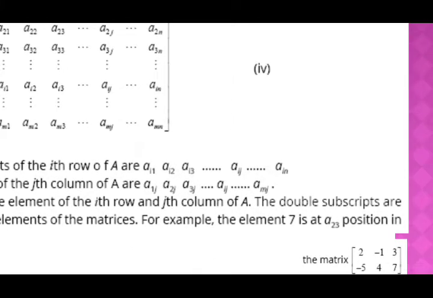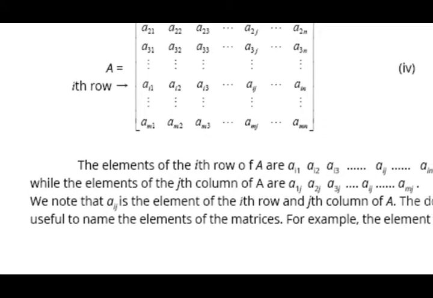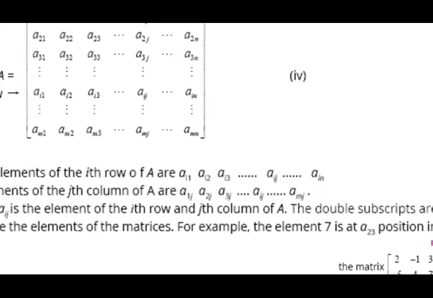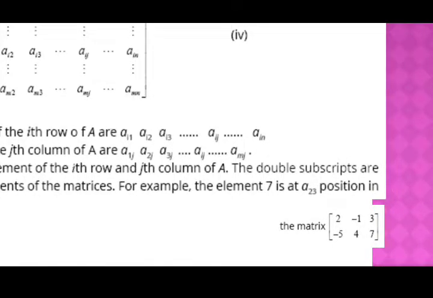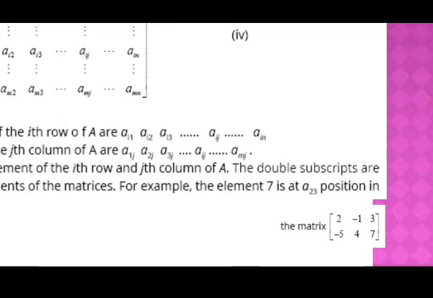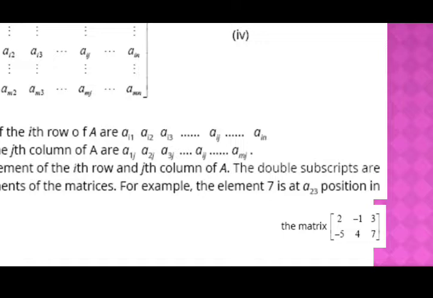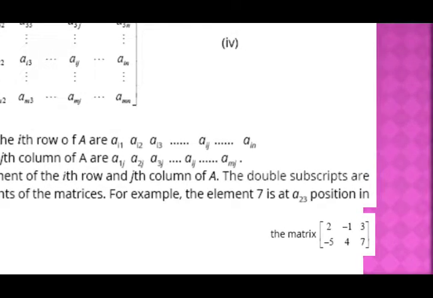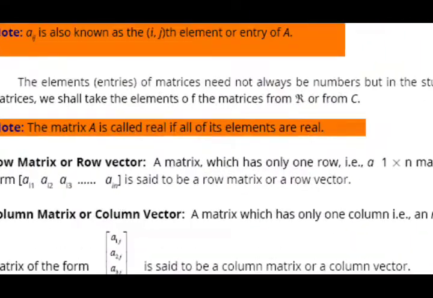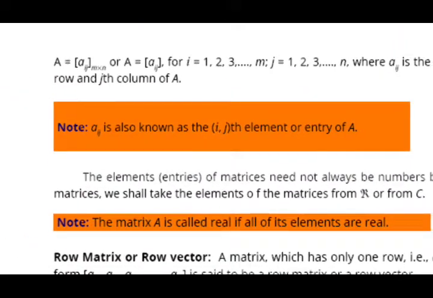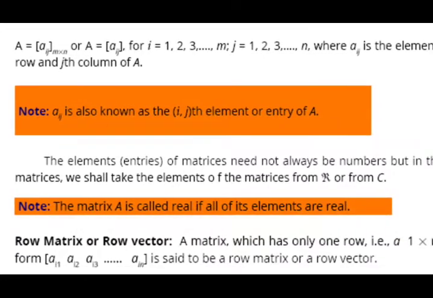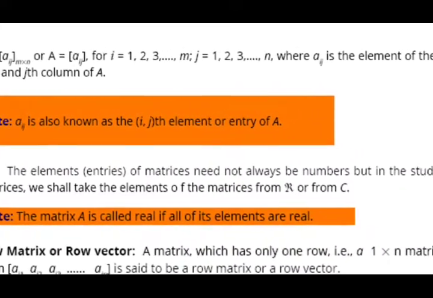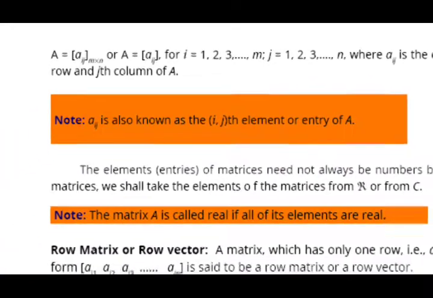The double subscripts are useful to name the elements of a matrix. For example, the element 7 is at A23, meaning second row and third column. In the given matrix, if we look at the position second row and third column, the element is 7. Now, in a matrix Aij, i means rows and j means columns, and aij is the element of the ith row and jth column.